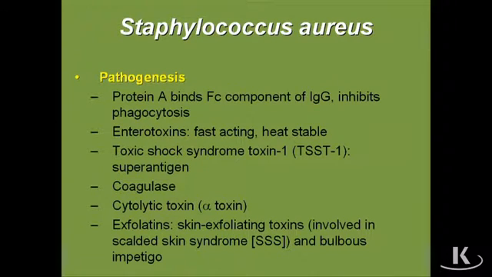Okay? Now, up at the top, we're talking about the protein A. Protein A of Staph aureus binds the Fc portion of IgG and can actually inhibit phagocytosis, okay? And we'll talk about mechanisms when we get to the immunology section, but basically, if you're binding to the Fc portion of IgG, it cannot opsonize that bacteria.